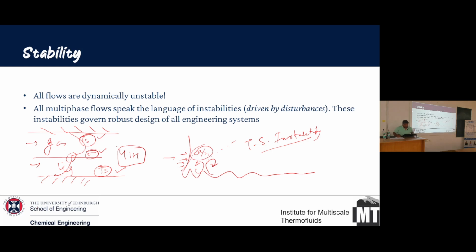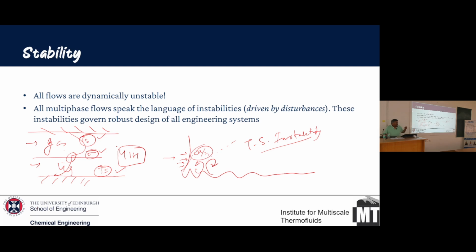So basically all flows are driven by disturbances. All multi-phase flows are driven by disturbances. And in fact, the ultimate state of the design of your multi-phase system is dependent totally on the instability. If you have a churn flow, it's a combination of interfacial instabilities and other bulk instabilities coming together, forming these complex flows. So it's very important for us to understand the instability in great depth.